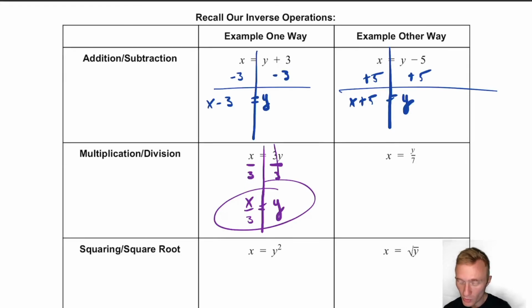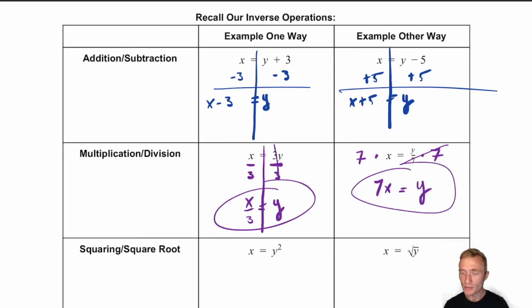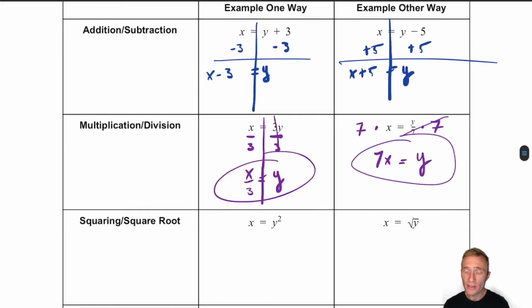Likewise, we could do division. This is y divided by 7. To undo that, we're going to multiply both sides by 7. That leaves us with 7x equals, 7 divided by 7 is 1, just a single y. There's your final answer.